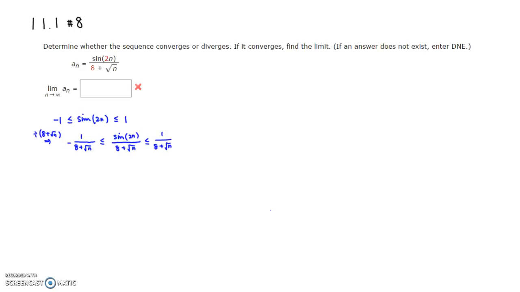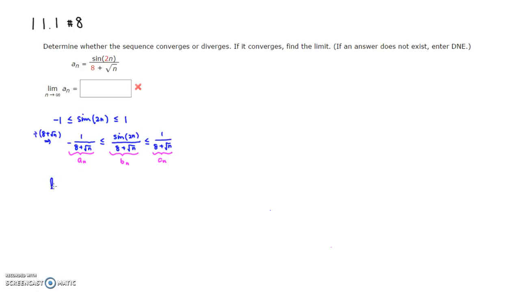a squeeze theorem. You can think of this first guy, the smallest guy, as an, and bn is the guy we're interested in, and this is our largest guy, cn. So we can just take the limit of the an and the cn, the smallest guy and the largest guy, to see where they go.